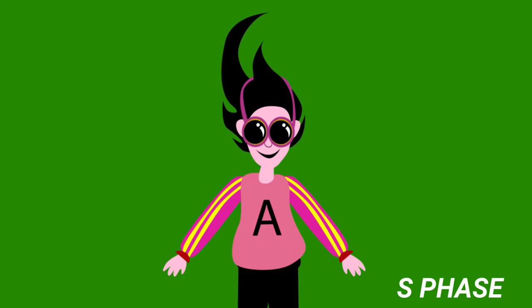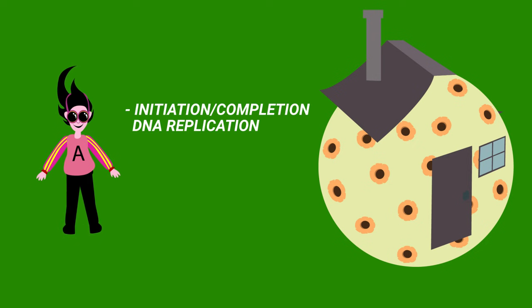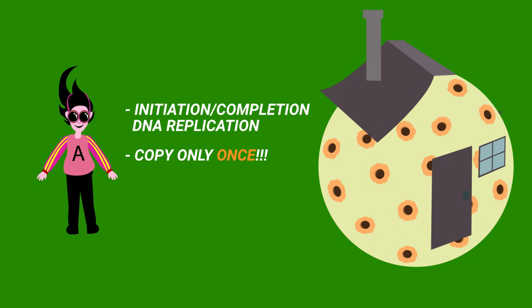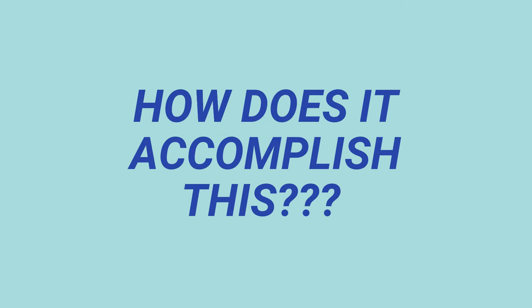During S phase, cyclin A resides in the nucleus. It directs the initiation and completion of DNA replication. Critically, cyclin A ensures that DNA replication only occurs once per cell cycle by preventing assembly of excessive replication complexes. How does it accomplish this?